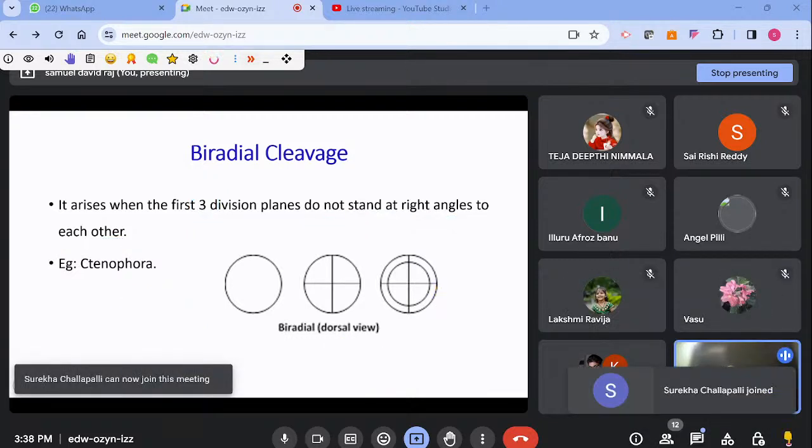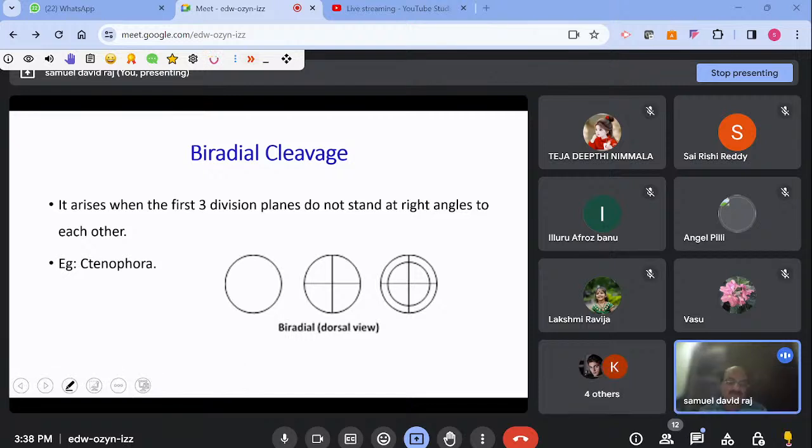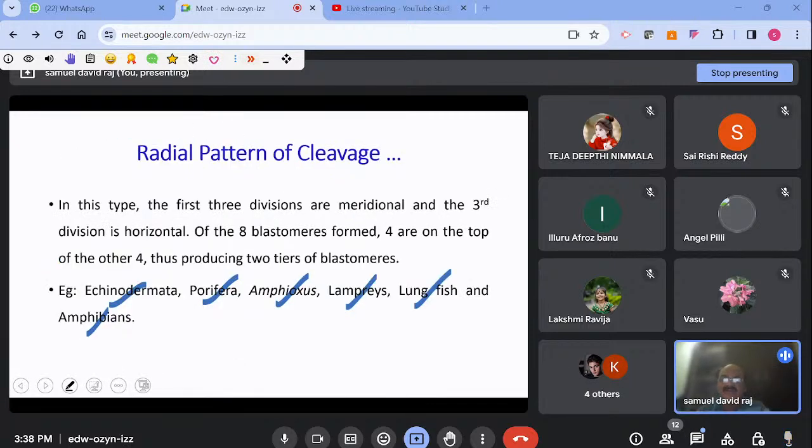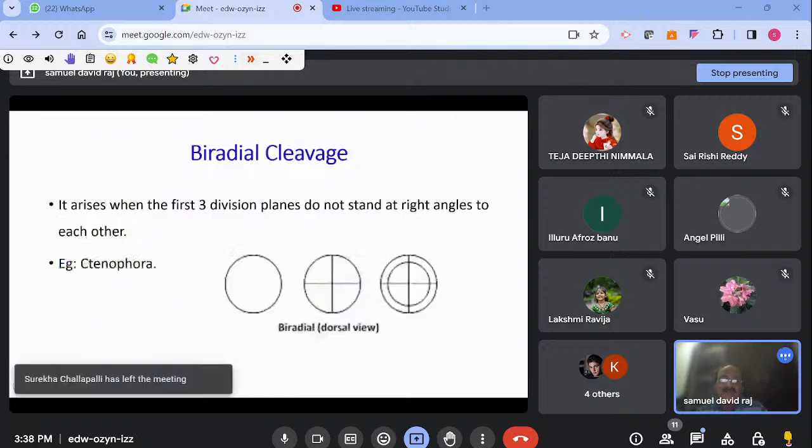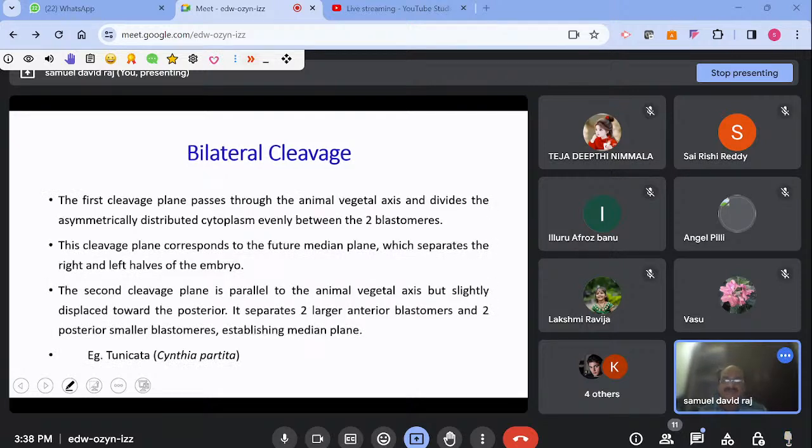Here, the first three division planes are never at right angles to each other. In case of biradial cleavage, the first two divisions are meridional, and they are at right angles to each other. But here, not even the first three continuous divisions are at right angles to each other. It results in biradial symmetry.